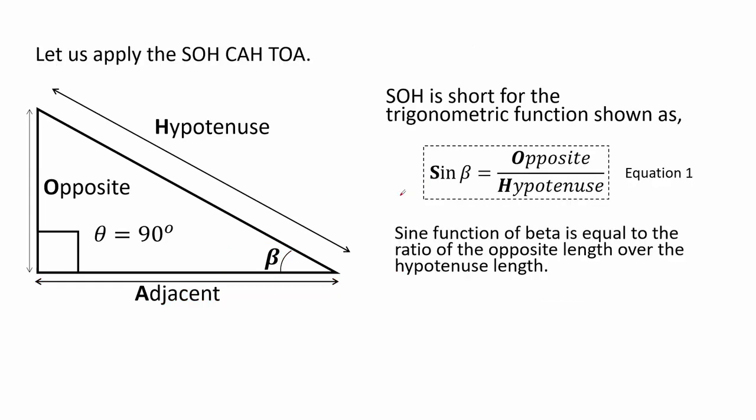Let us apply the concept of SOH CAH TOA. SOH is short for the trigonometric function as shown in equation 1. The letter S stands for the sine function, and here it is sine of the angle beta, which is equal to the ratio of the length opposite and the hypotenuse. So, sine beta is equal to the opposite length over the length of the hypotenuse.